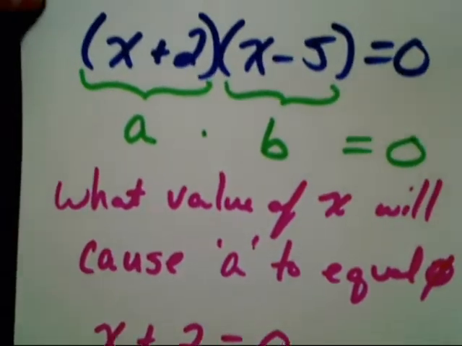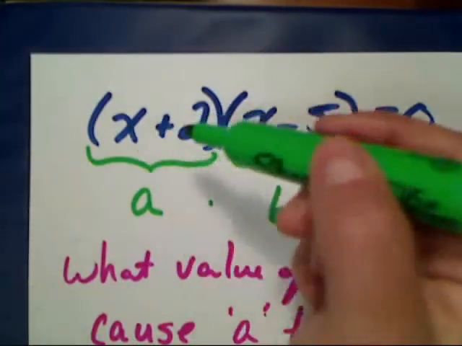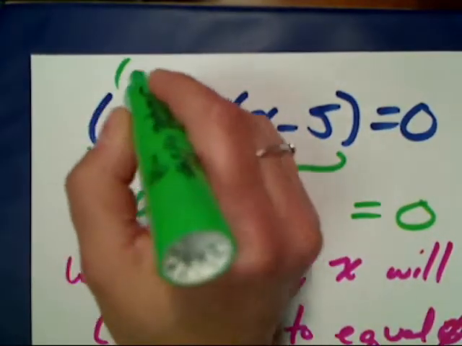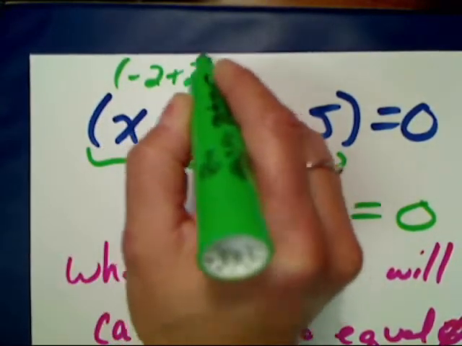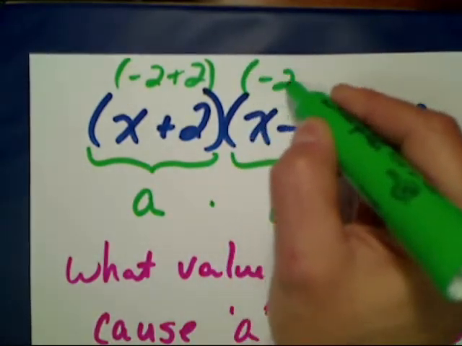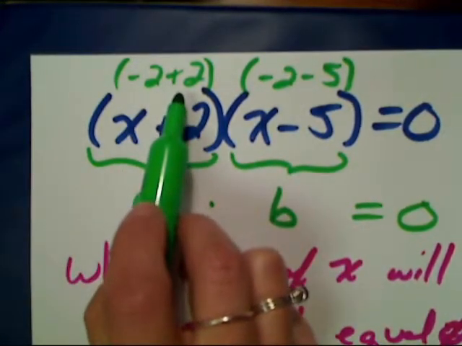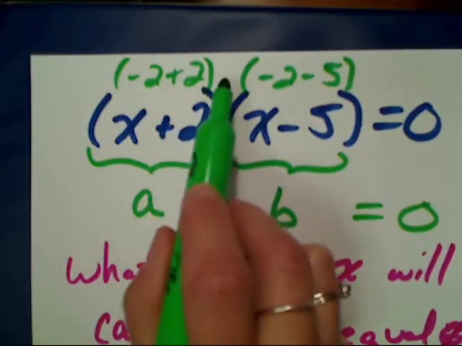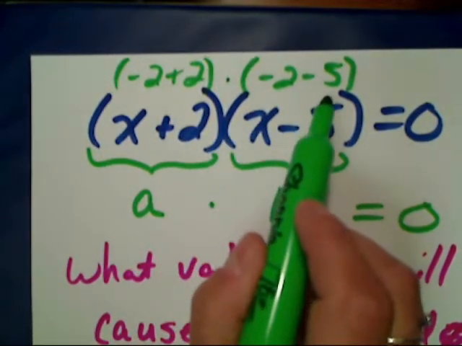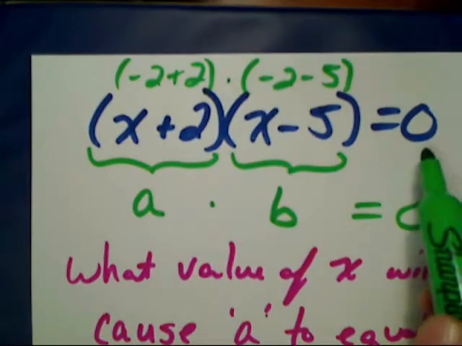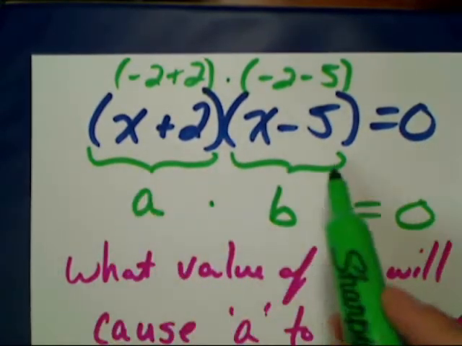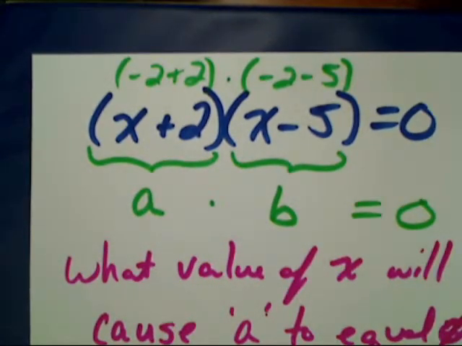Well, let's plug that back in. If x was negative 2, I would have negative 2 plus 2, and here I would have negative 2 minus 5. Negative 2 plus 2 is 0 times, well, that's a negative 7, but 0 times anything is 0. So my left side would equal my right side of 0, and so it's a solution. x equals negative 2 is a solution.